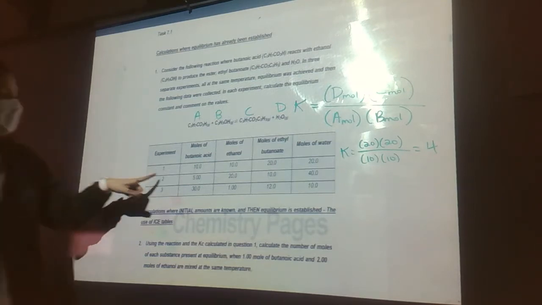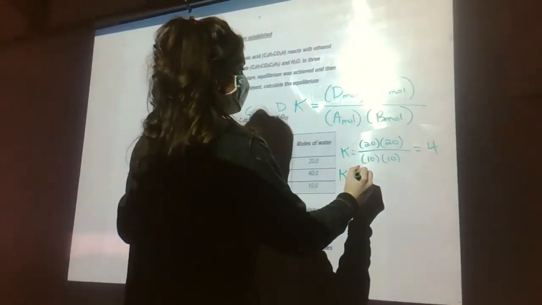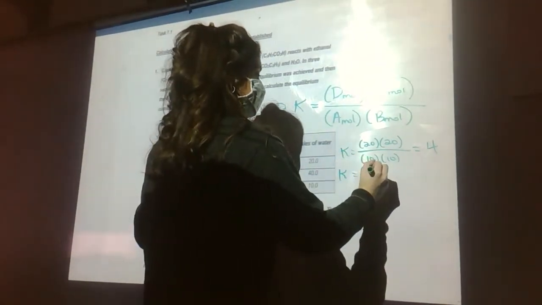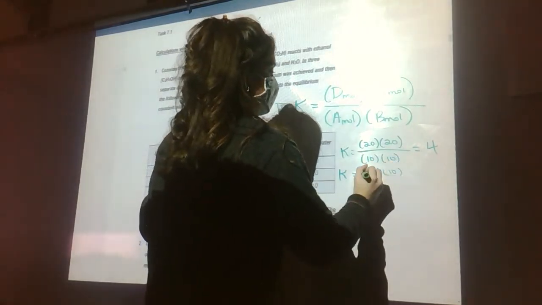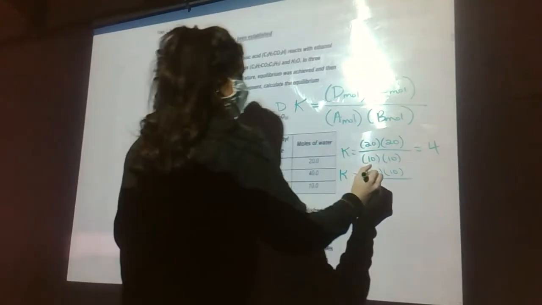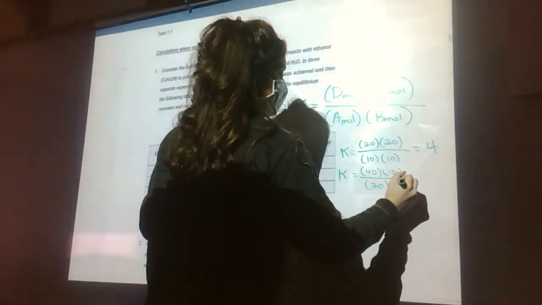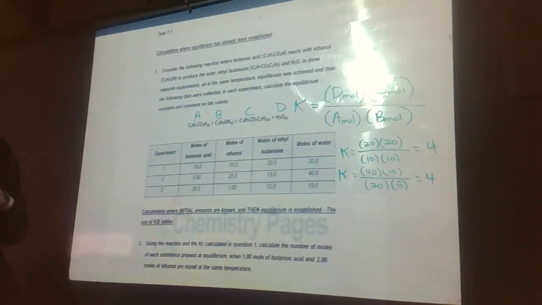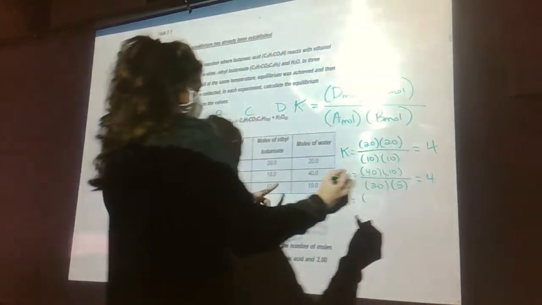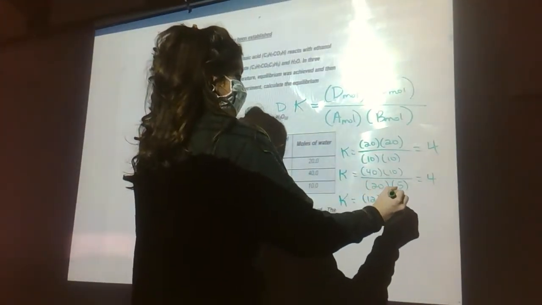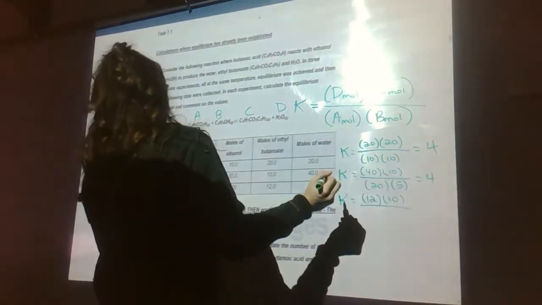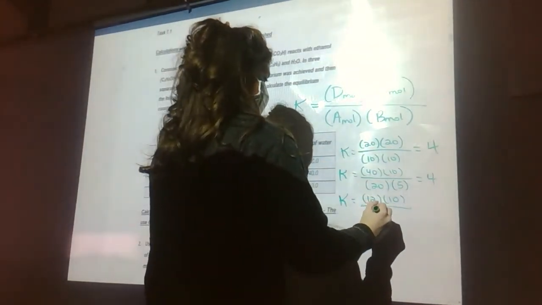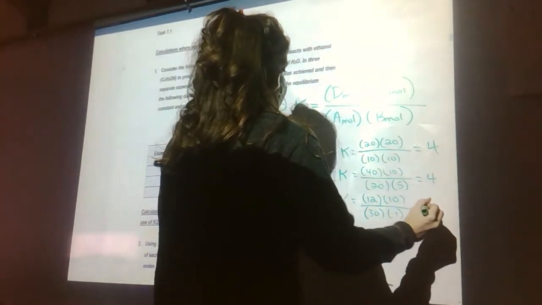Oh, all at the same temperature. Okay, so in this one, it would be 40 times 10 divided by 20 times 5, which is 4. And then the last one would be 12 times 10 divided by 30 times 1, which is 4.